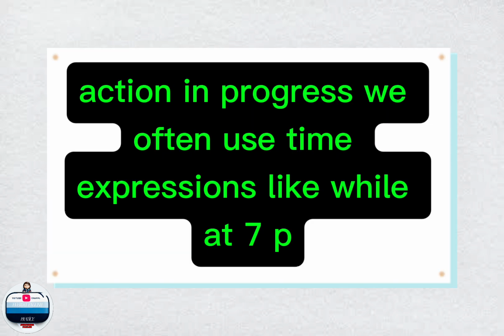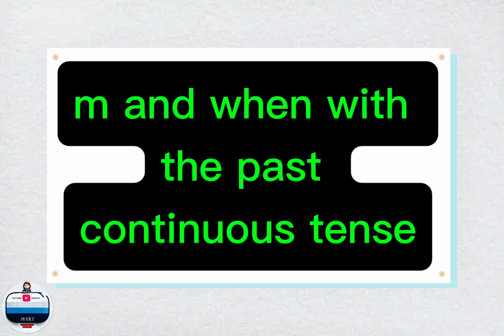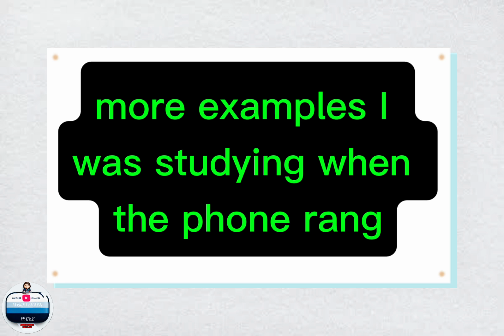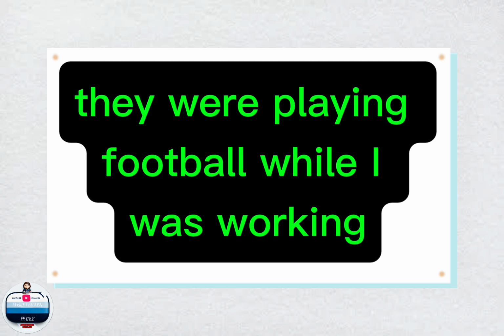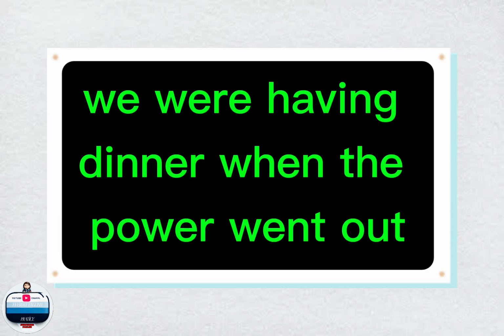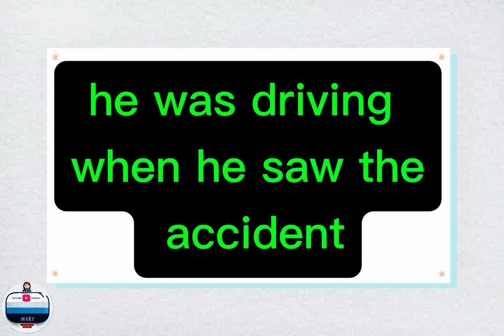yesterday. Action in progress. We often use time expressions like while, at 7 p.m., and when with the past continuous tense. More examples. I was studying when the phone rang. They were playing football while I was working. We were having dinner when the power went out. He was driving when he saw the accident.